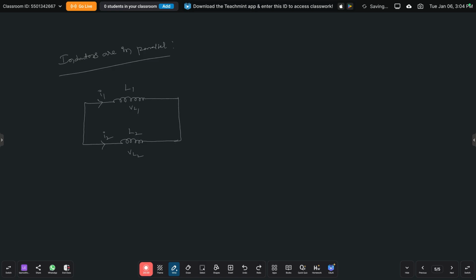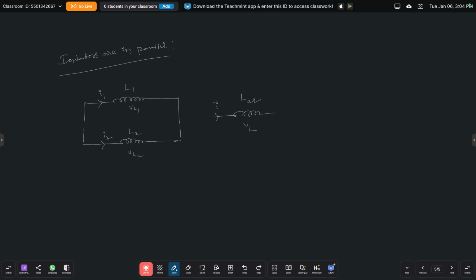So again draw the equivalent circuit for this. Here we are taking two inductors, but for the equivalent circuit we are taking only a single one, that is L equivalent, and the current flowing is I. Here we are taking I1 and I2, but for the equivalent we are taking only I. Here the voltages are VL1 and VL2, but there only VL. Is it a series circuit or a parallel circuit? Here the inductors are in parallel, that means a parallel circuit.